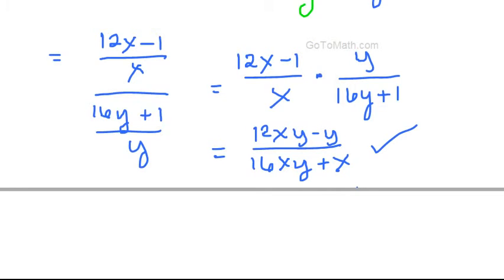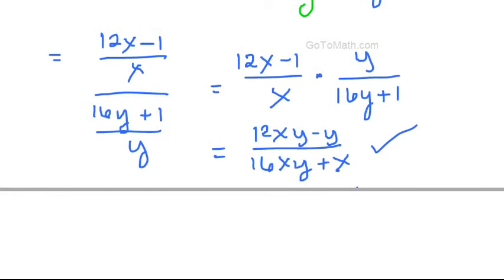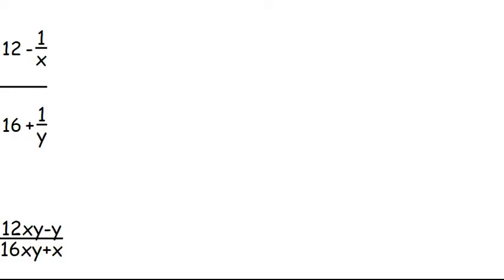12xy minus y, whoops, 16xy plus x, yeah. Okay, 12xy minus y, 16xy plus x.